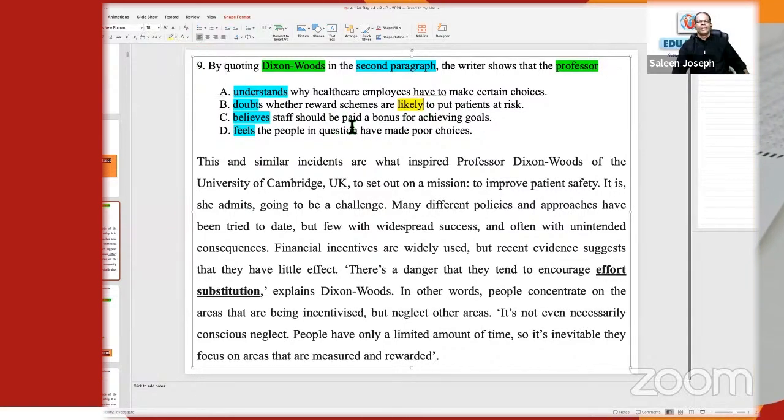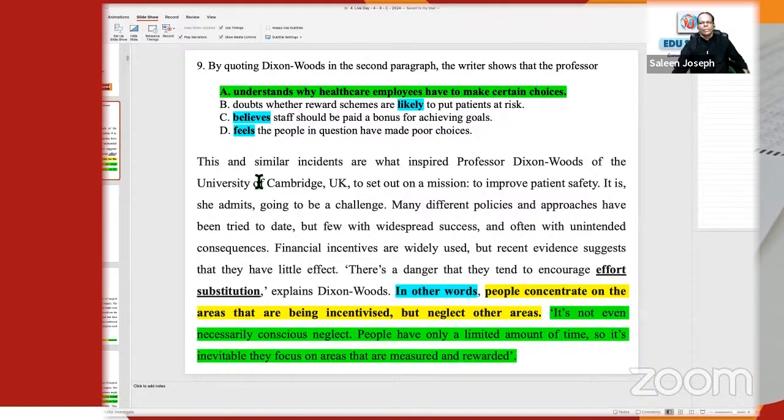another hedging word. Staff should be paid a bonus for achieving goals. People in question have made poor choices. Here, yes, you said certain choices. Make certain choices. This and similar incidents are, just read.